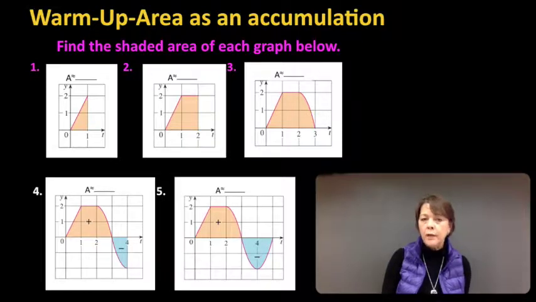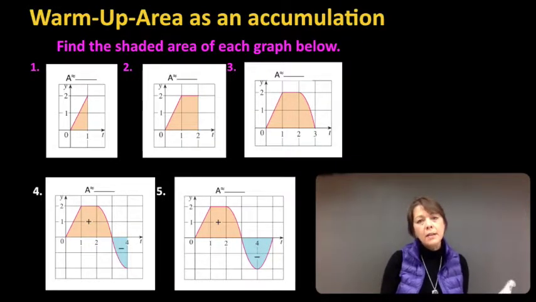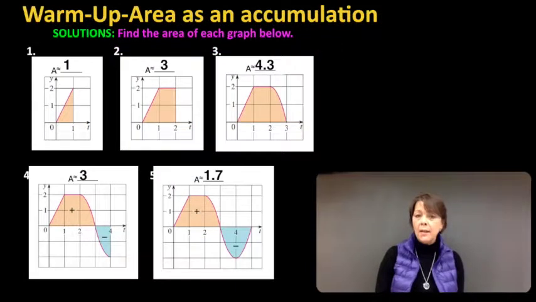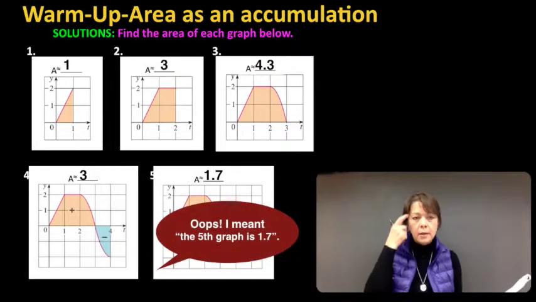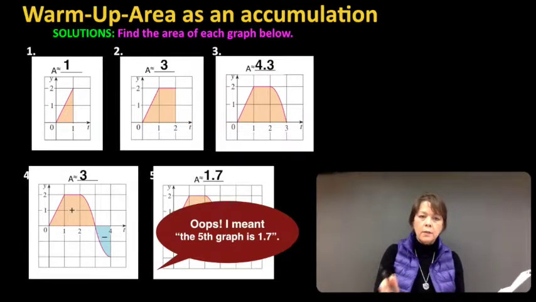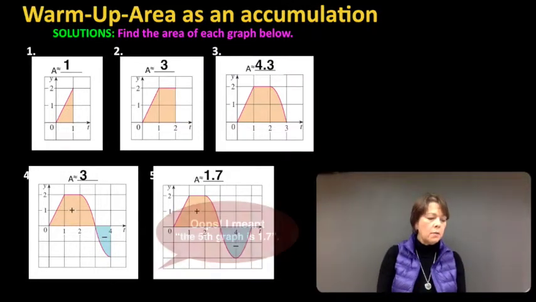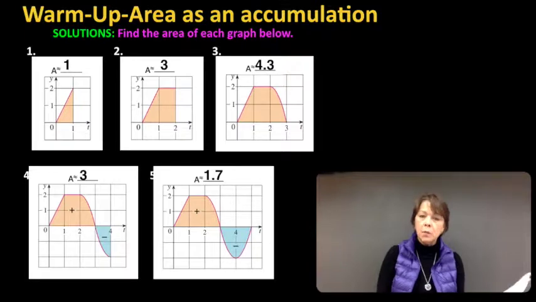So I'd like you to pause your video, complete your problems, and then turn it back on and check your answers with the solutions that will be given. So I'll see you back in a minute. So the areas captured turned out to be, for the first graph, 1. The second graph is 3. The third graph is 4.3. The fourth graph is then 3 again, and the fifth graph is 1.7. So if you're looking at these, you're thinking, okay, the accumulation function from 0 all the way to the end turns out to be 1.7.